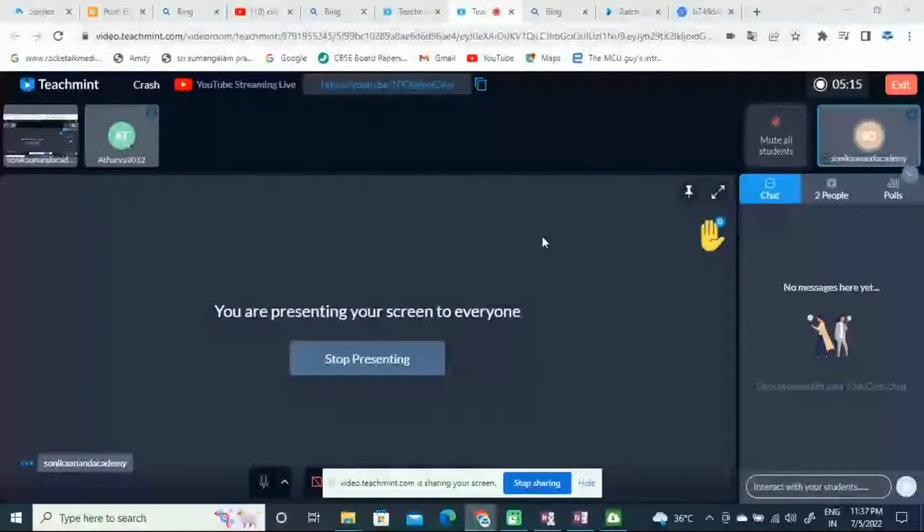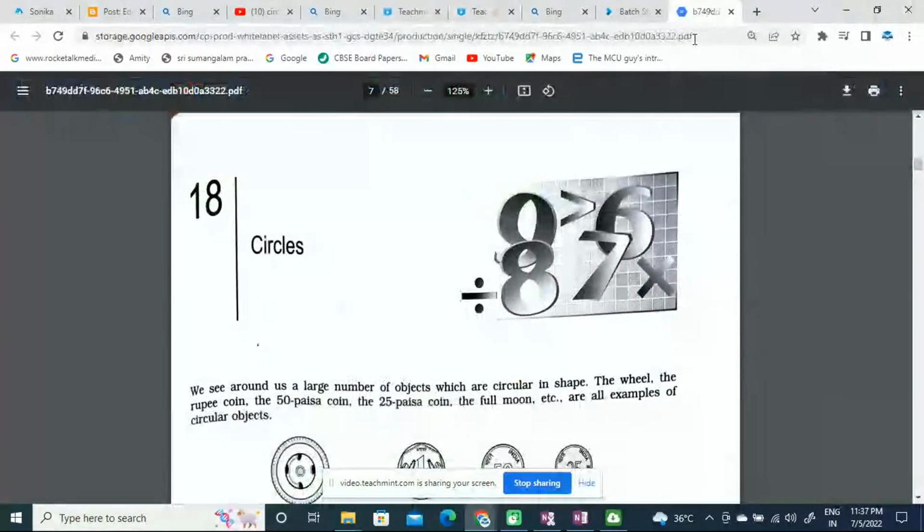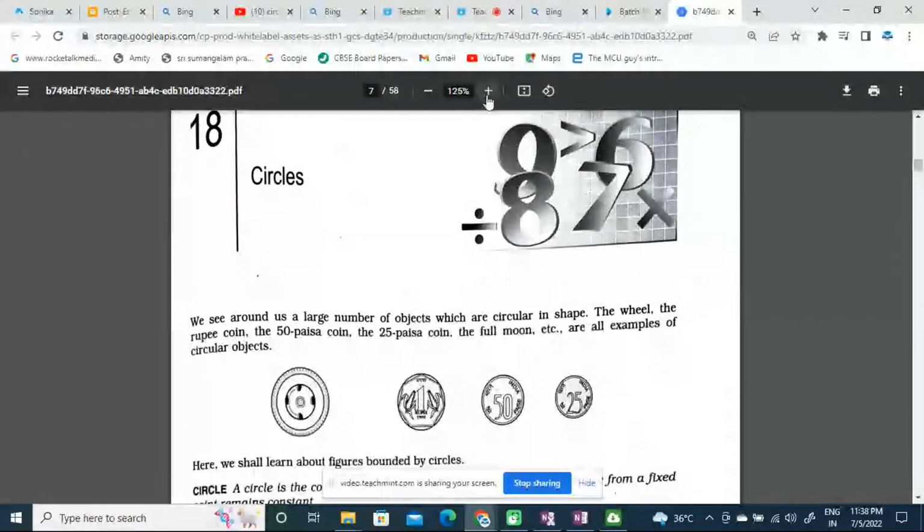I'm going to start now. Now this is the lesson we have, circles. Now we have to start this lesson.